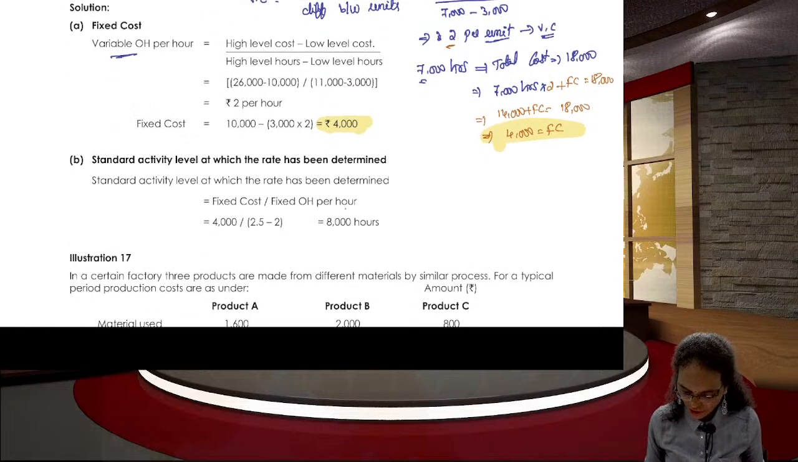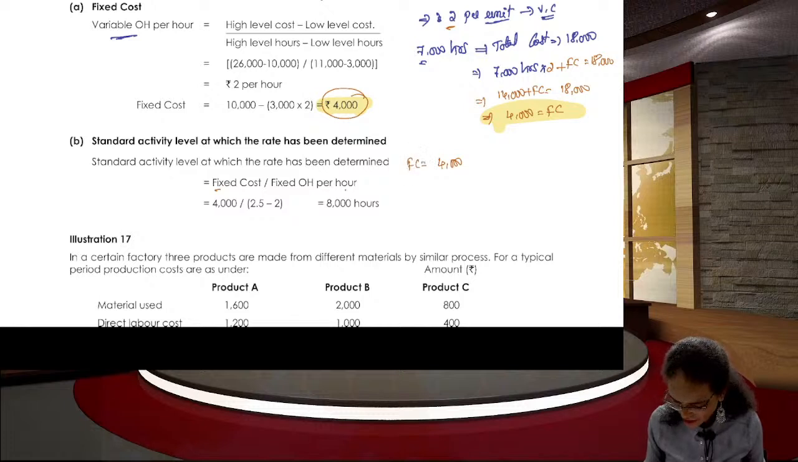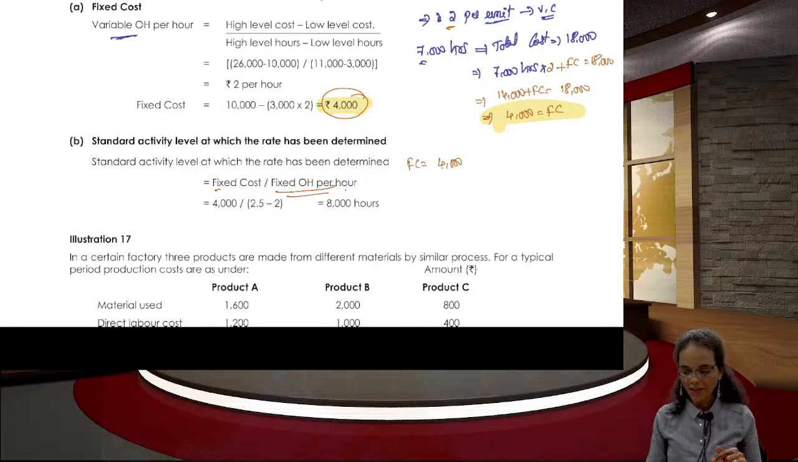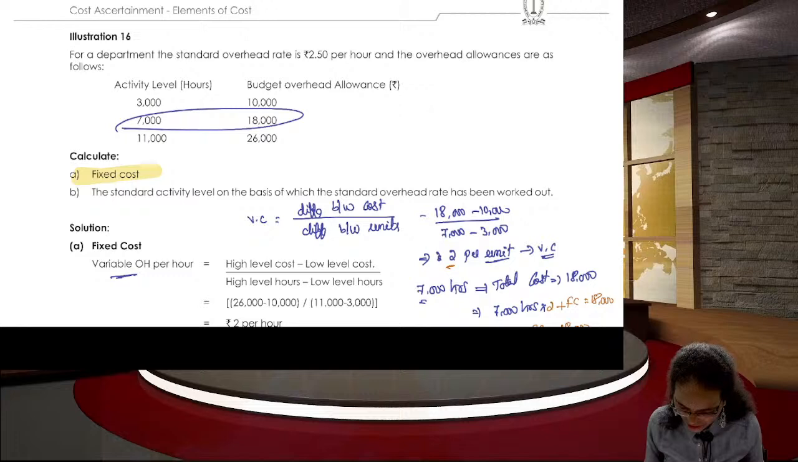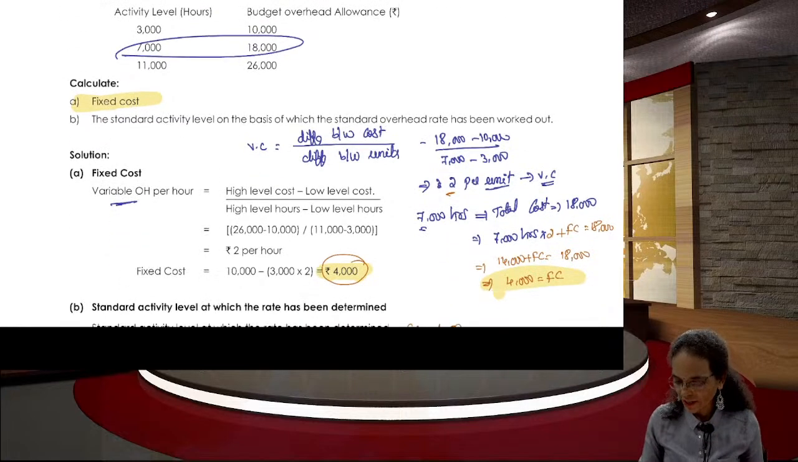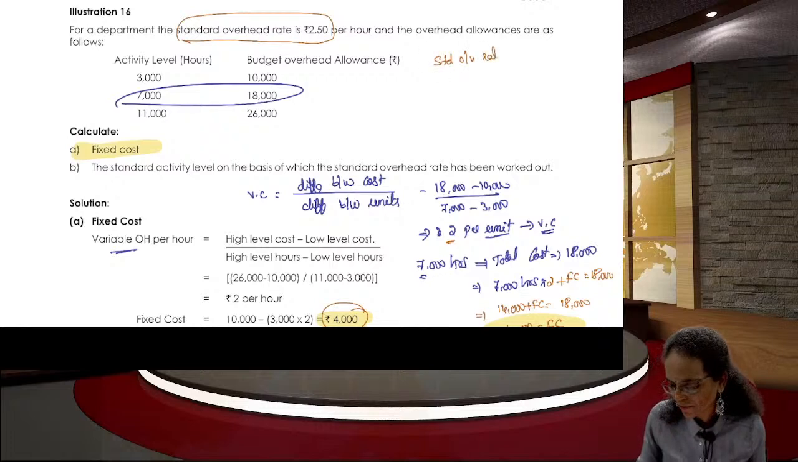See, simply you remember one thing here. What is the fixed cost? Total fixed cost 4,000 divided by fixed overhead per hour. Come back here. Standard overhead rate is 2.5. Standard overhead rate here I'll write, 2.5.